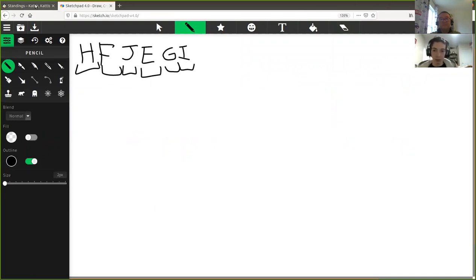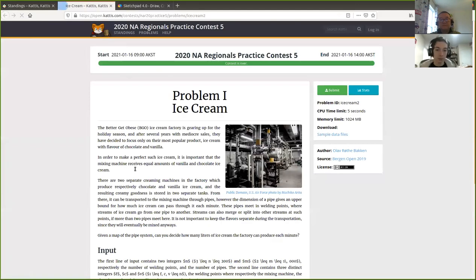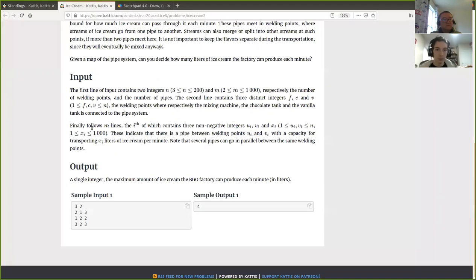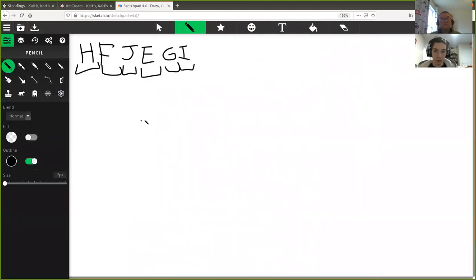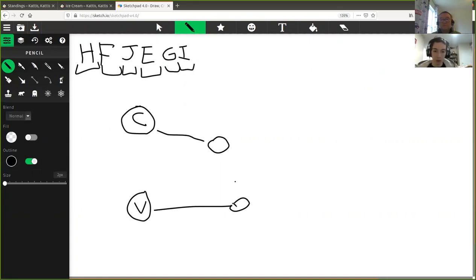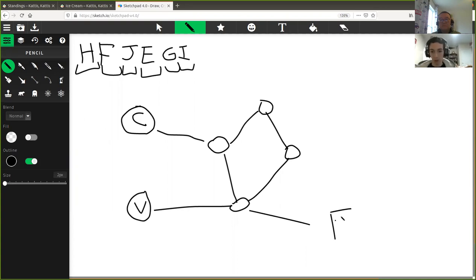Okay, next is problem I, ice cream. So in this problem, it tells us that there's an ice cream maker where there's a graph with a chocolate node and a vanilla node that can produce chocolate and vanilla. And there's some pipes between different junctions. And then there's a mixer labeled F. Each pipe has a certain capacity or weight. And that means how much ice cream can pass through the pipe in either direction.